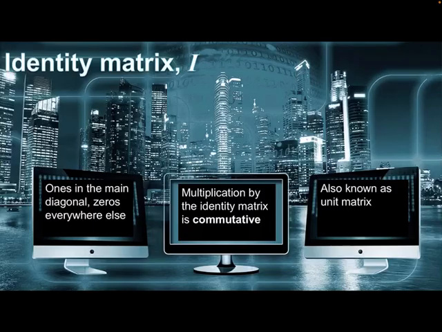Some of its characteristics: it must always have ones in the main diagonal and zeros everywhere else. Multiplication by the identity matrix is commutative, like just now, AI equals IA. It is also known as the unit matrix.